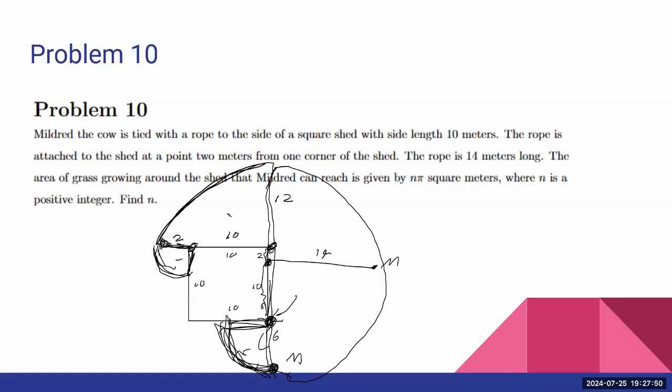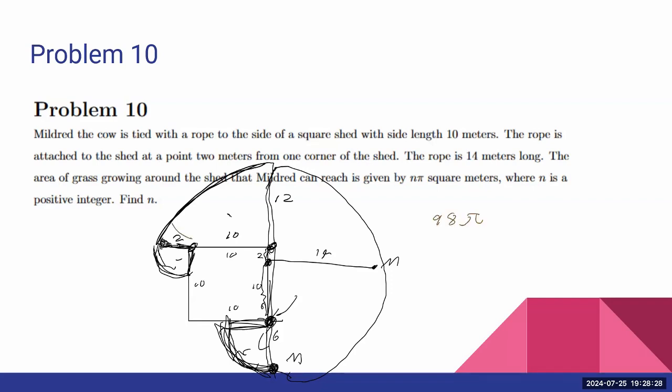So first of all, what's the area of this semicircle, the big one? 14 squared pi, halved. Yeah. Because the radius is 14, it's going to be half of 14 squared pi, which is going to be 98 pi.